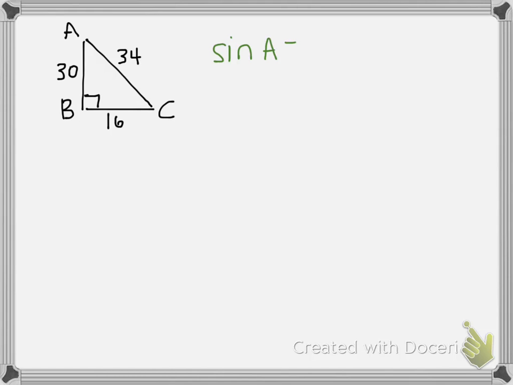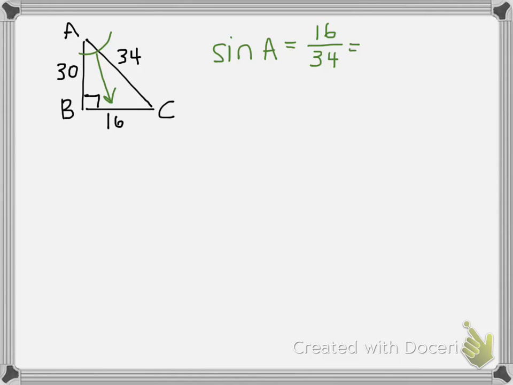Alright, now how to find the side length if you're given just one side and then the angle. Actually, what we're going to do first is look at some ratios and see if we can put them together. So we have our side lengths here, and say we wanted sine of A. From A, our opposite side would be 16 over our hypotenuse, which is 34.